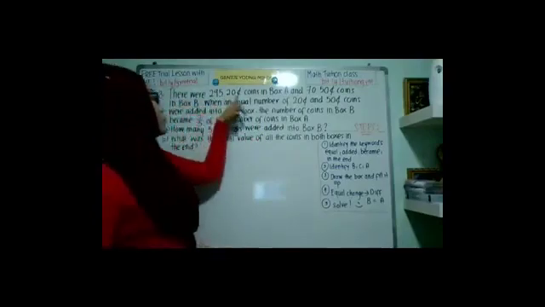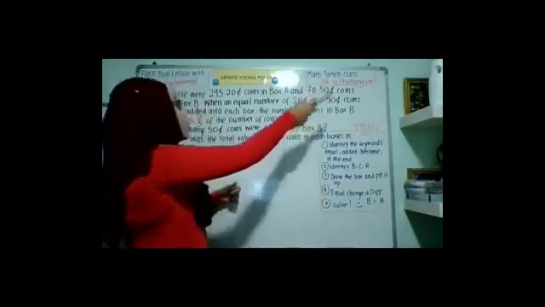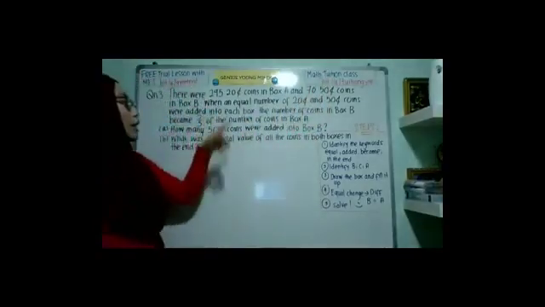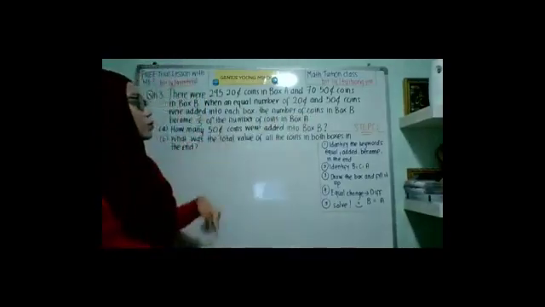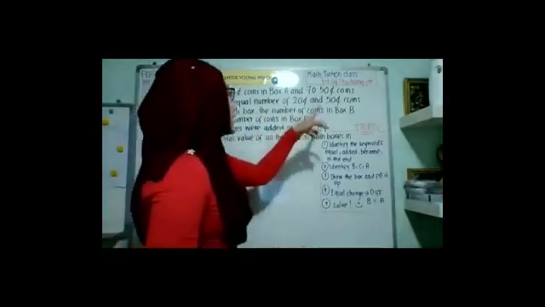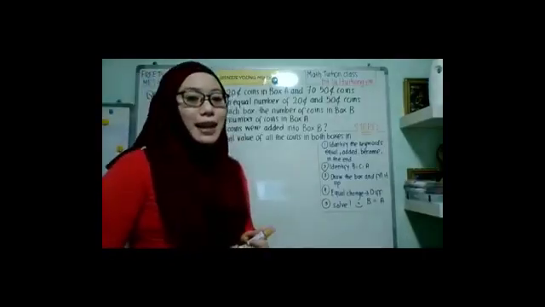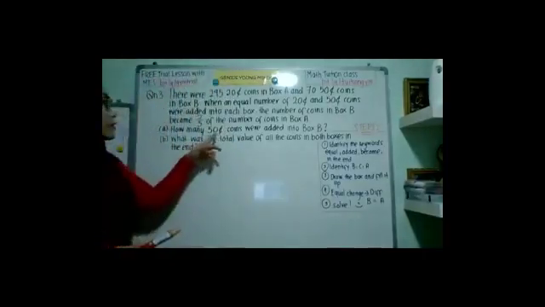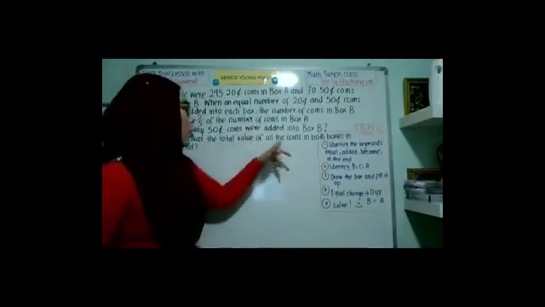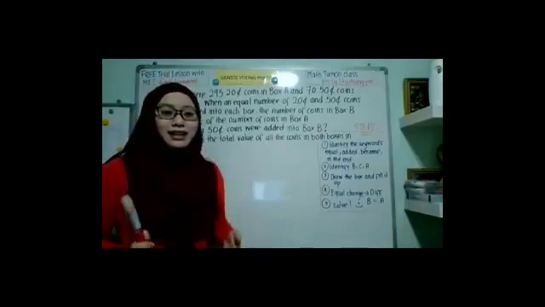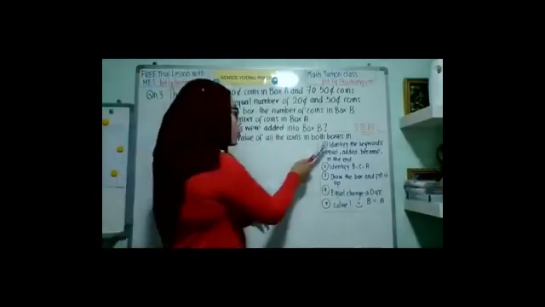There were 95 20-cent coins in box A and 70 50-cent coins in box B. When an equal number of 20-cent and 50-cent coins were added into each box, the number of coins in box B became 2/5 the number of coins in box A. Then they ask how many 50-cent coins were added in box B. What was the total value of all the coins in both boxes in the end? Right, we've read it once through. The second time reading is where we go on to the first step.